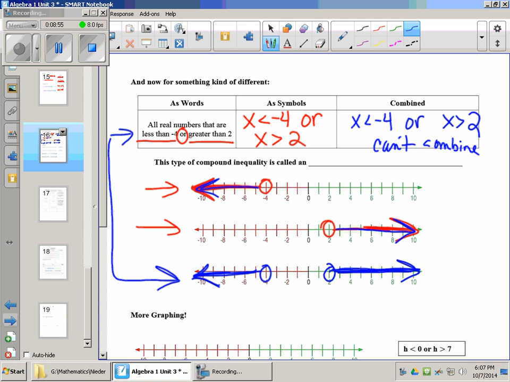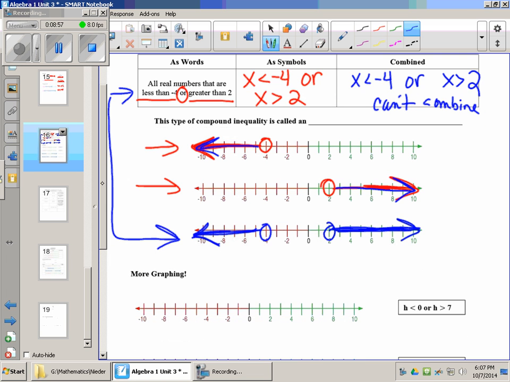All right? What is this called? When we put these two graphs together, that's called the union of these two inequalities, or the union of these two sets, okay? And we'll sometimes refer to it as the or problem. Because again, these types of problems always say or, whereas the other ones we did before were and.